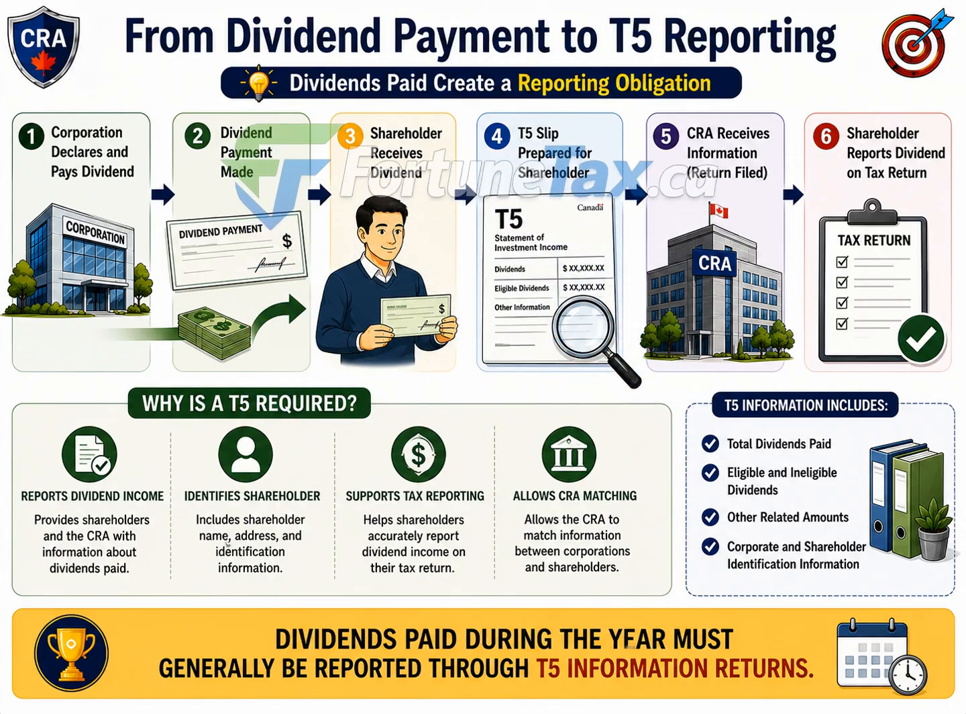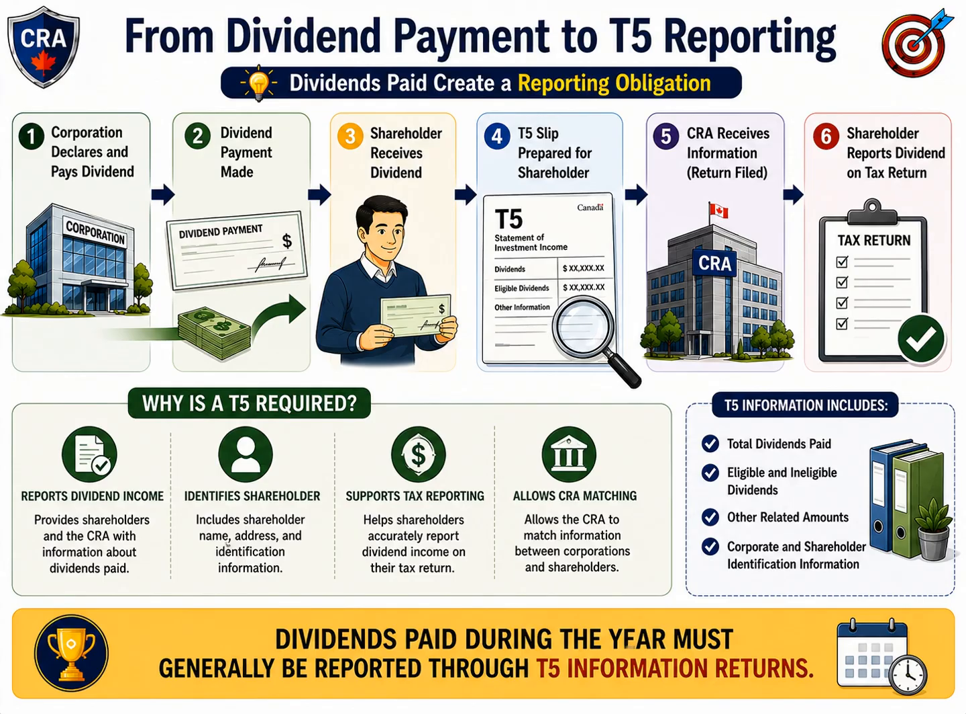Think of the T5 process as a communication bridge between the corporation, the shareholder, and the CRA. The corporation reports what was paid. The CRA records the information, and the shareholder uses the same information when filing their personal tax return. This matching process helps improve accuracy and reduces the risk of reporting errors.